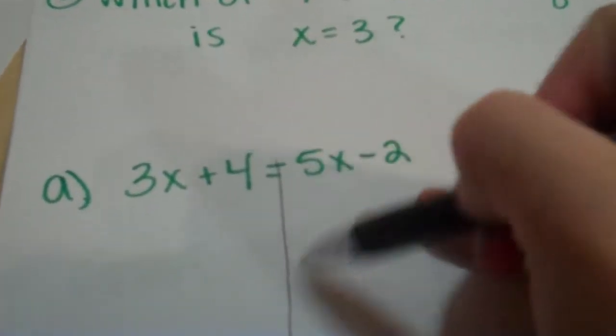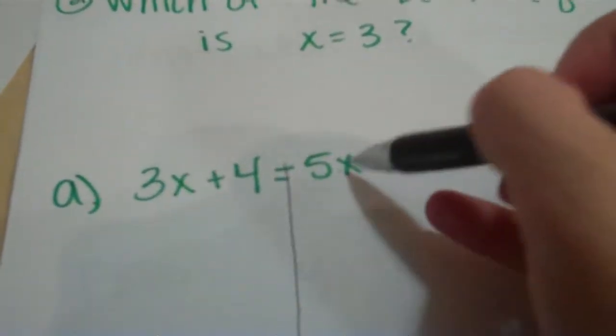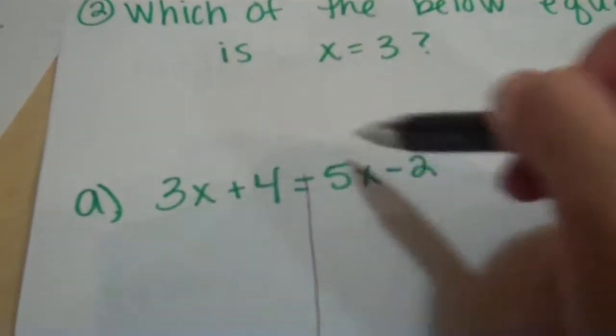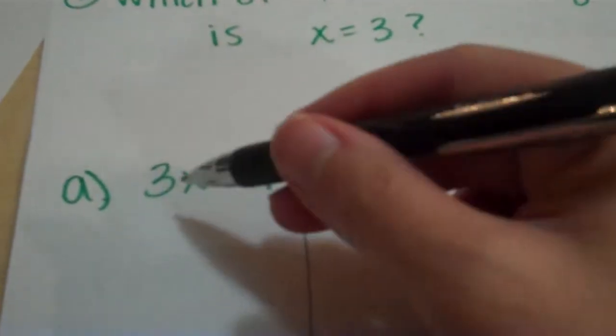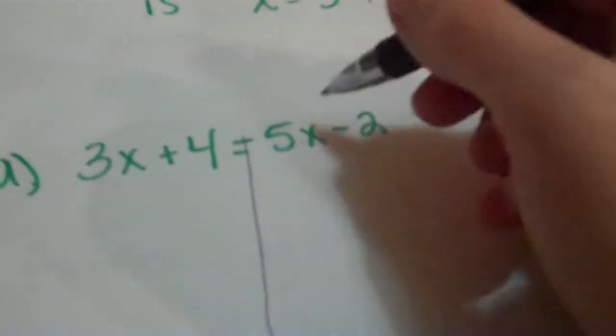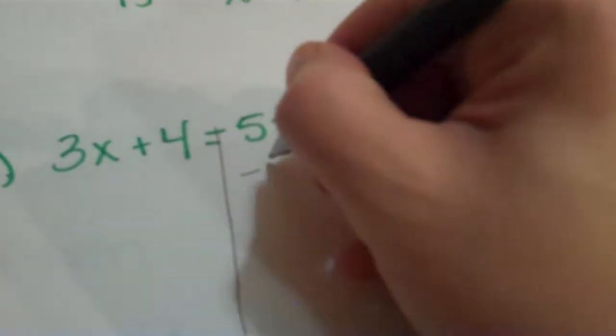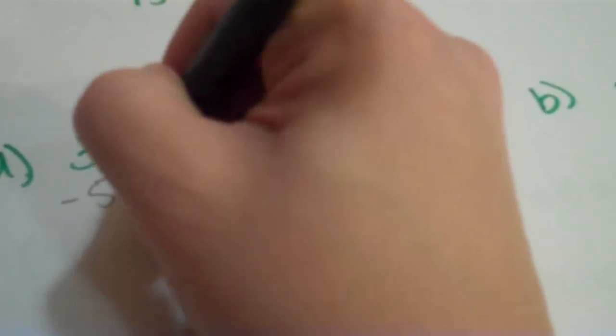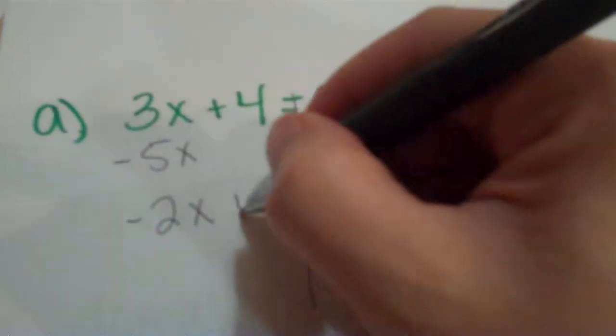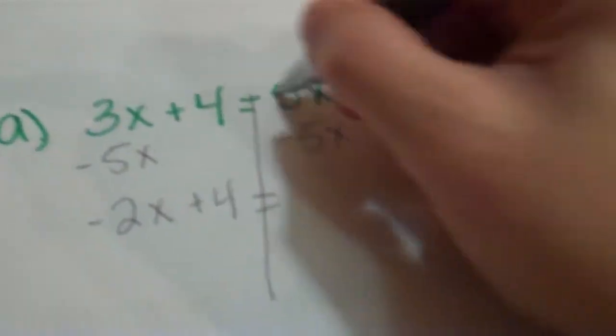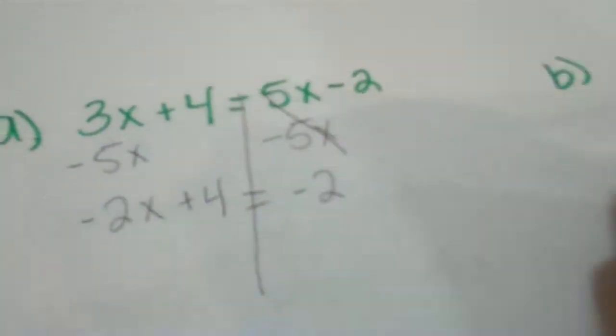So I need to either get this guy over here or this guy over here. It doesn't matter. Do I want to move the 3 over or the 5 over? I'm going to go ahead and move the 5 over, but you could move the 3. It doesn't matter. The opposite of positive 5x is negative 5x. And 3 minus 5 is a negative 2. And then we bring down our plus 4 equals, this goes away, and that's negative 2.